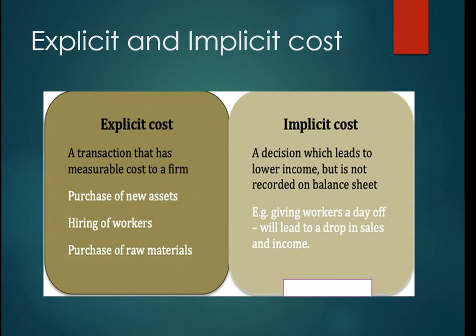But on the other hand, implicit cost is the cost which is not measurable and you cannot see it. A decision which leads to lower income but is not recorded on the balance sheet is called implicit cost. We also call it opportunity cost. For example, when you give your workers a day off as a bonus, this will reduce your production, and as a result your sales decrease and ultimately your revenue and income also decrease.